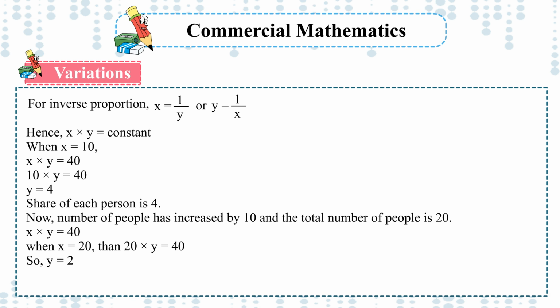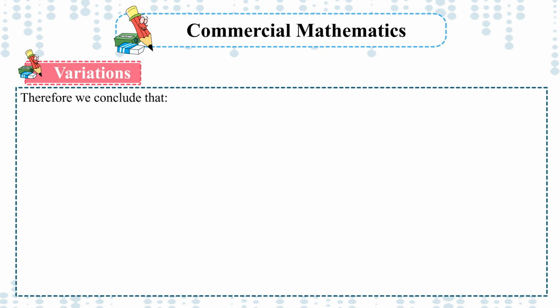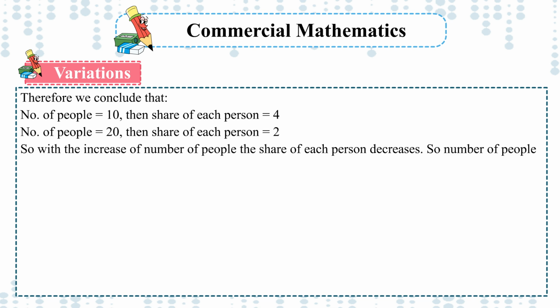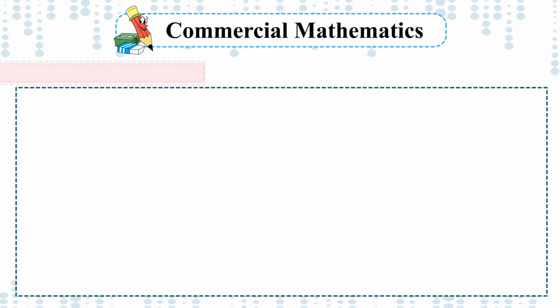So, Y is equal to 2. Therefore, share of each person is 2. Therefore, we conclude that if number of people is equal to 10, then share of each person is equal to 4. If number of people is equal to 20, then share of each person is equal to 2. So with the increase of number of people, the share of each person decreases. So number of people and the share of each person are inversely proportional.